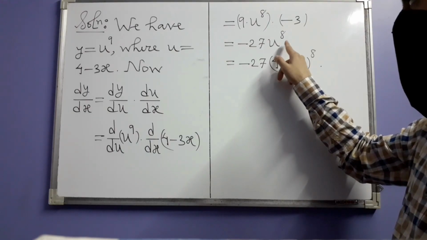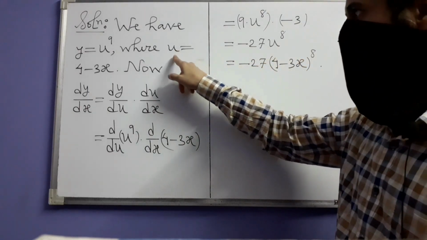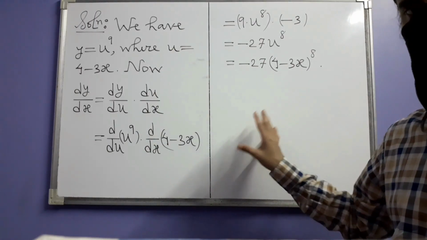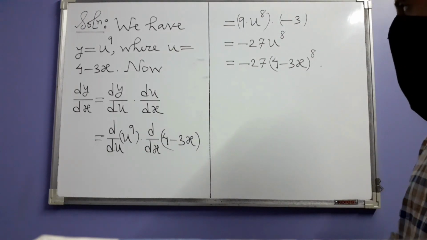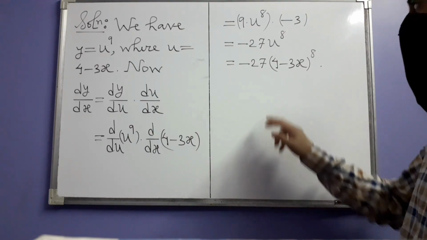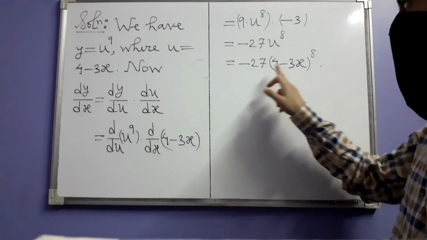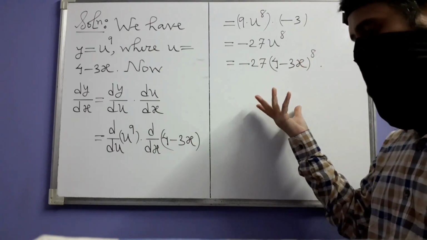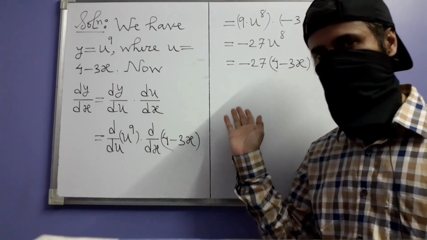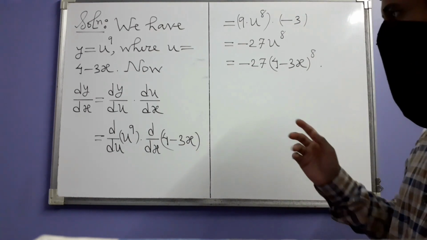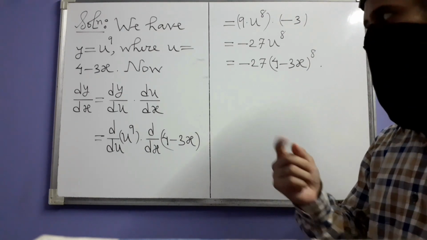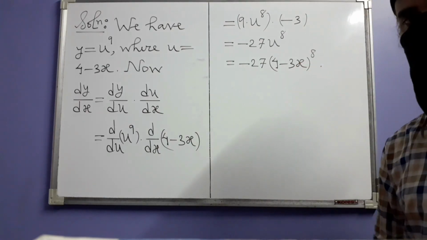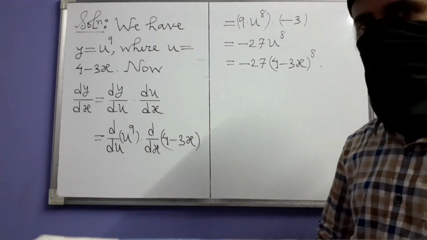But do not leave the answer like this, because you introduced this variable u. Okay, it was not originally given in the question. So that's why you have to write what u is finally and have the answer like this: minus 27 times 4 minus 3x to the power 8. And in fact, it was mentioned also in this part, in this set of problems, that you have to not only find dy dx but express it as a function of x, not as a function of some other variable that you have defined.